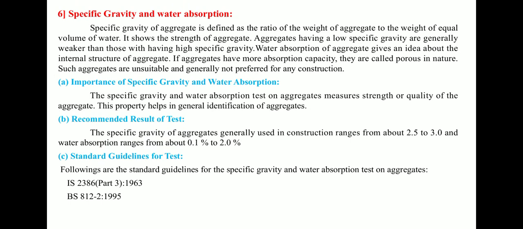The recommended result for the test, generally used in construction, is a specific gravity range of about 2.5 to 3 and a water absorption range from 0.1 to 2%. If the values are within this range, then we can use that aggregate, and it satisfies the requirement of specific gravity and water absorption. The standard guidelines for this test are given in IS 2386 Part 3 of 1963 and BS 812 of 1995.